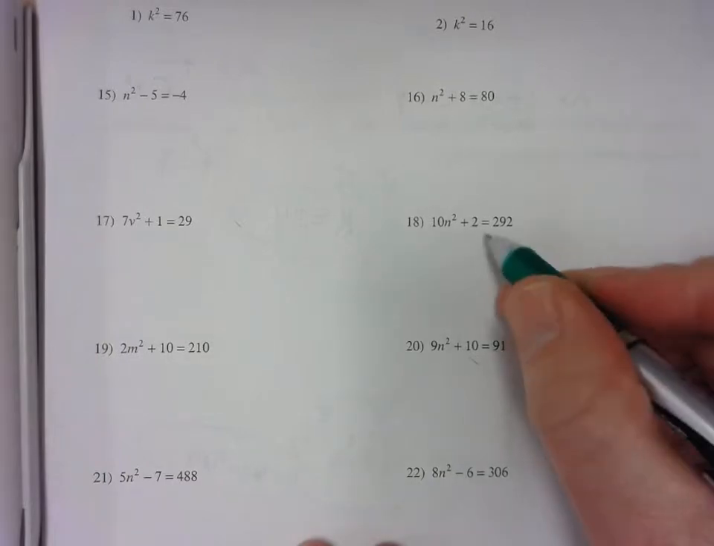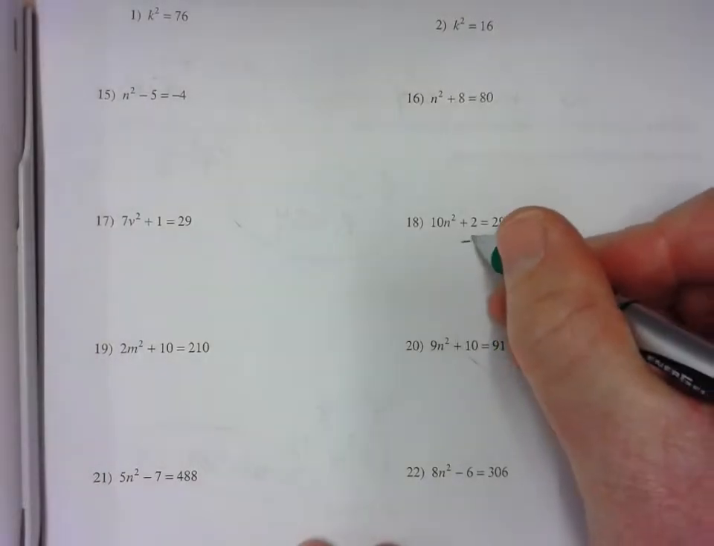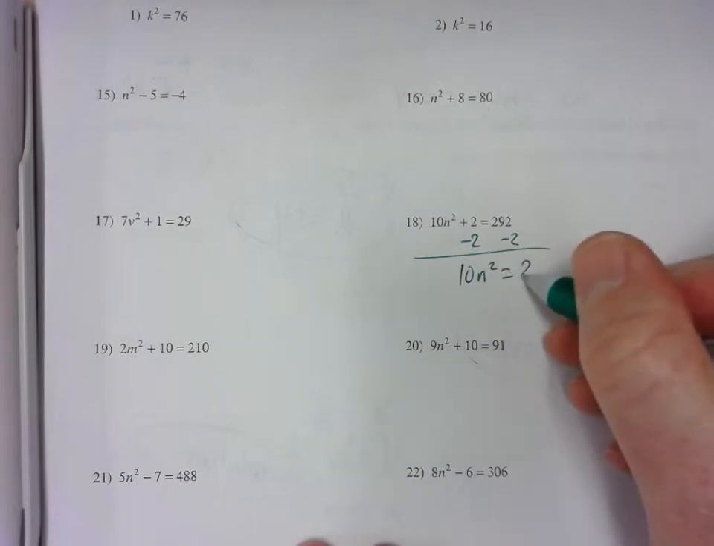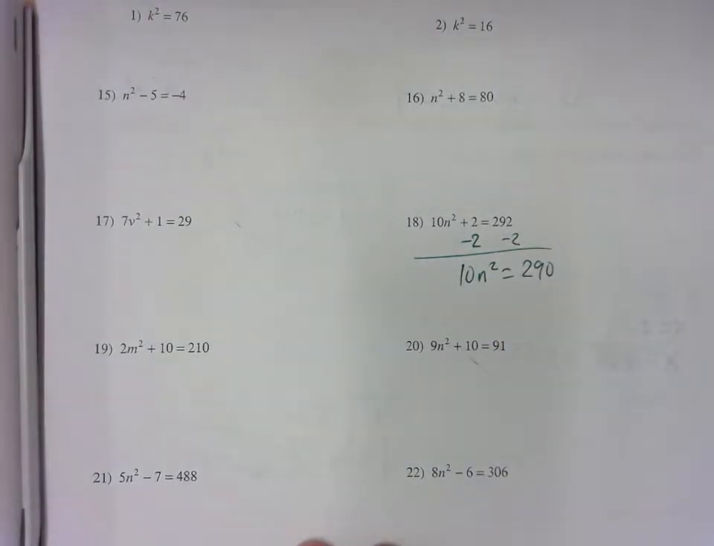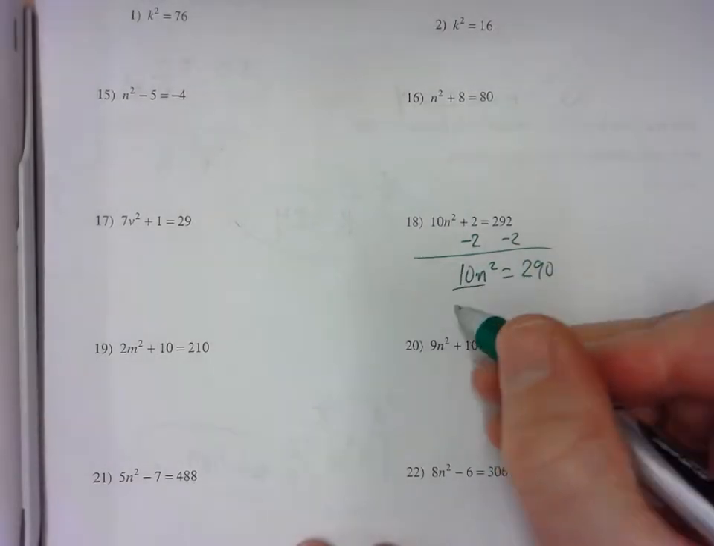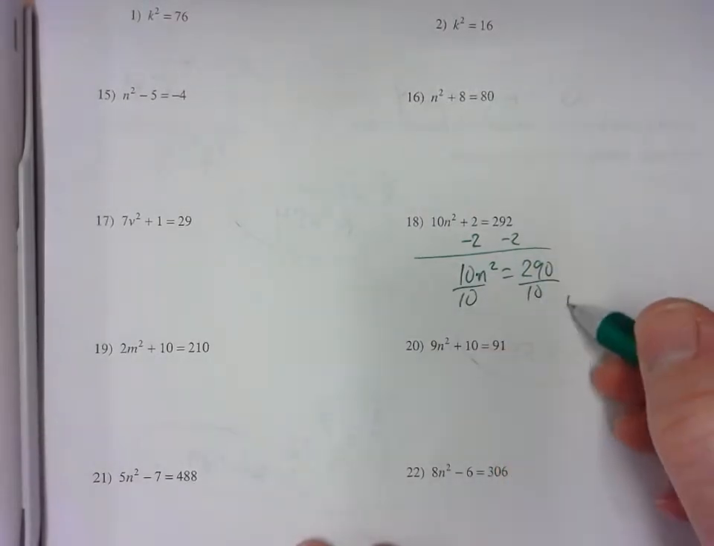So we're going to take care of the 2. So we're going to subtract the 2 over. So 10n squared is equal to 290. We're going to take care of the 10. There's multiplication in there, so we're going to divide by 10. So n squared is equal to 29.